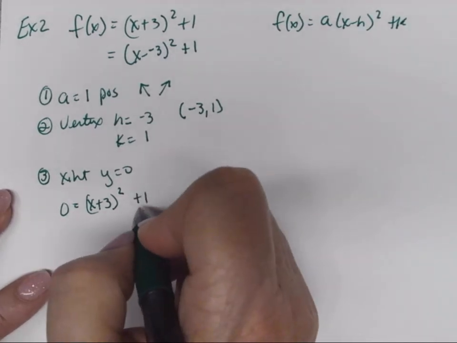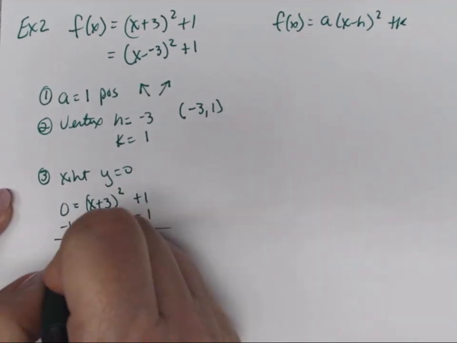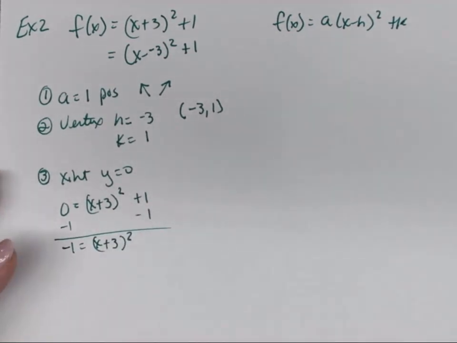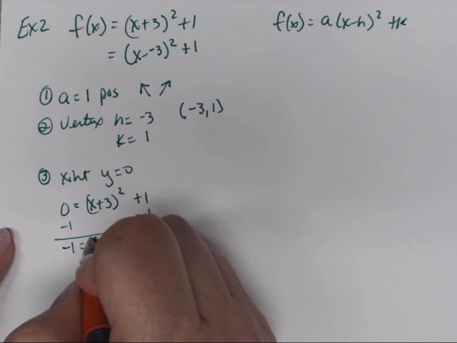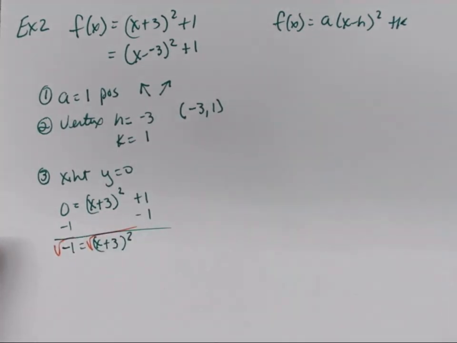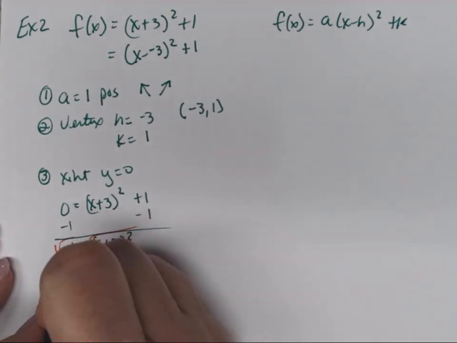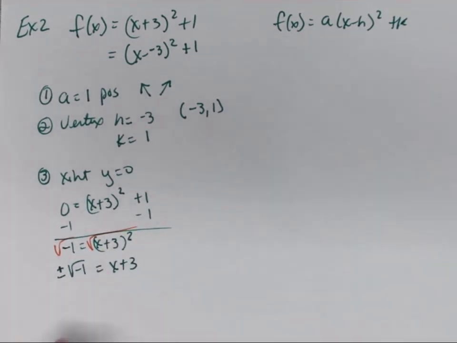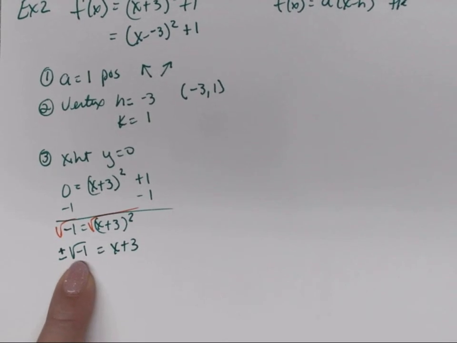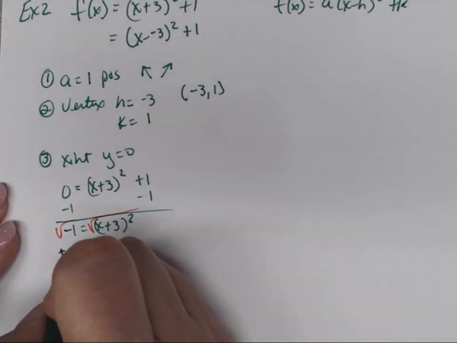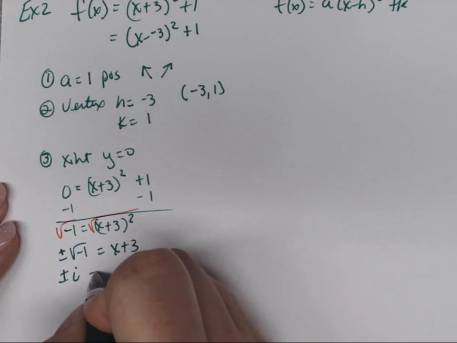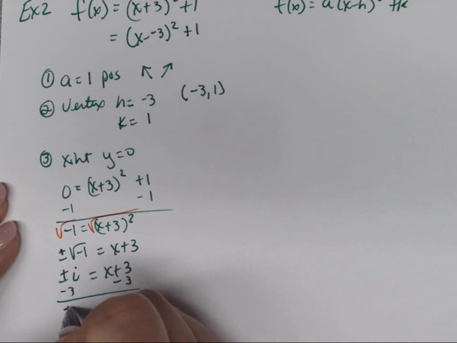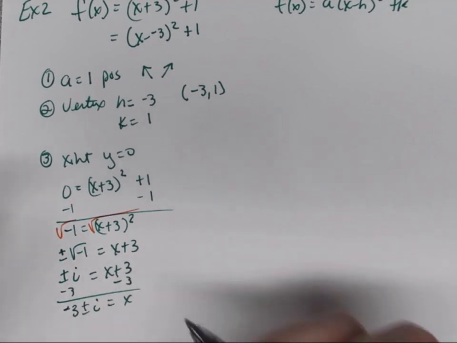So we'll subtract our 1. So negative 1 is equal to (x plus 3) squared. Introducing our radical again, we end up with plus or minus the square root of negative 1 equal to x plus 3. Now if you remember, the square root of negative 1 is i. So this will actually be plus or minus i equal to x plus 3. We'll subtract 3 from both sides. We get negative 3 plus or minus i is equal to x.